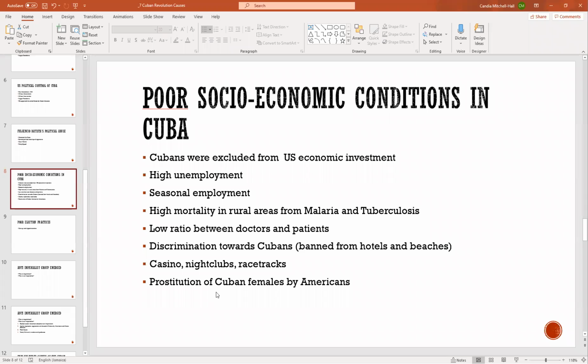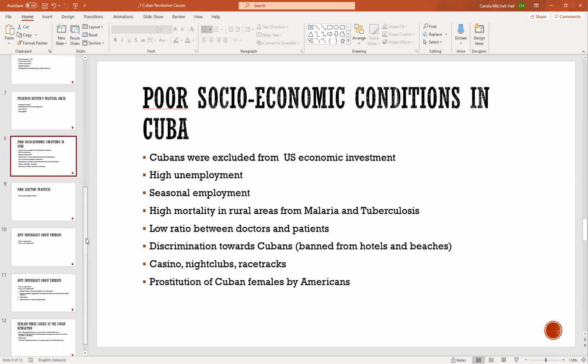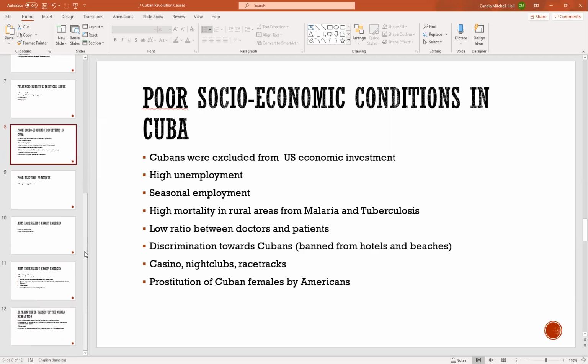Sir, in most of the places where some of the locals live, there was no running water or electric lights, and the sanitation facilities were very poor. Yeah, those are some examples of poor socioeconomic conditions.